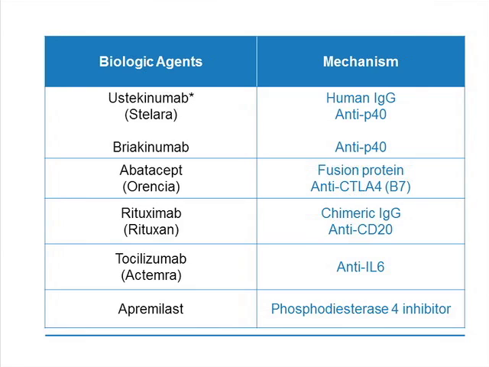The other biologic agents worth mentioning, Ustekinumab, Stelara, is a human IgG. It is an anti-P40 molecule that blocks interleukin-12 and interleukin-23. It is now approved for use in psoriasis, and we've been using it for the last almost 2 years. It is dosed quite infrequently. Patients receive their first dose, get their second dose at 4 weeks, and then it's every 12 weeks thereafter.